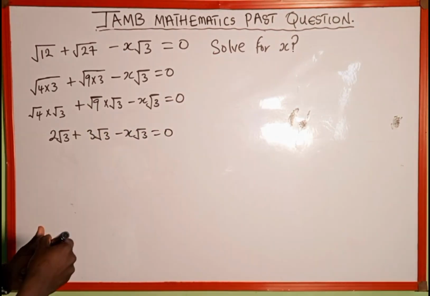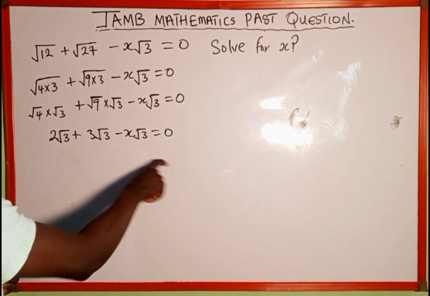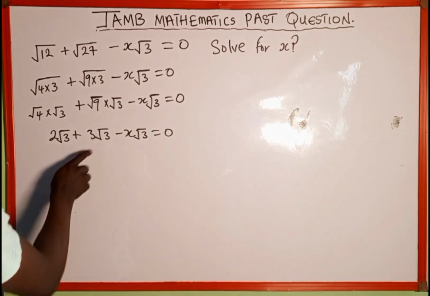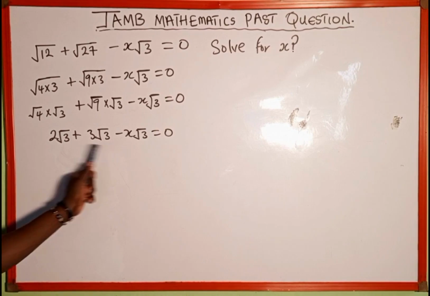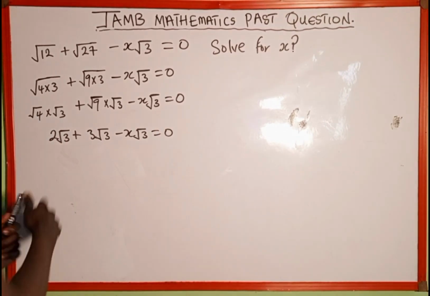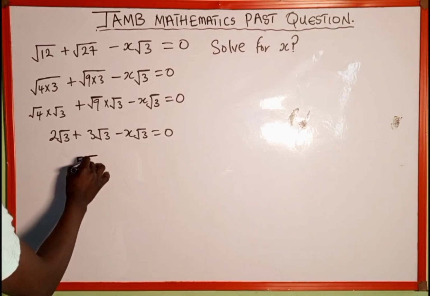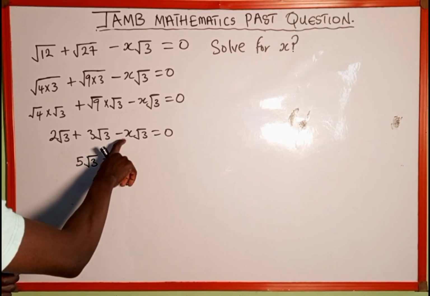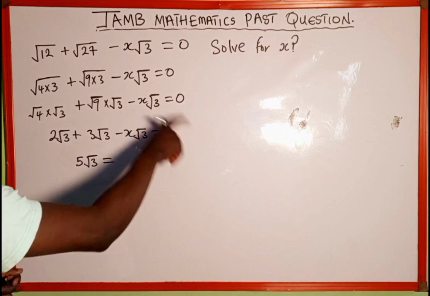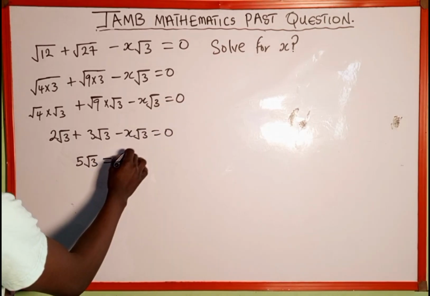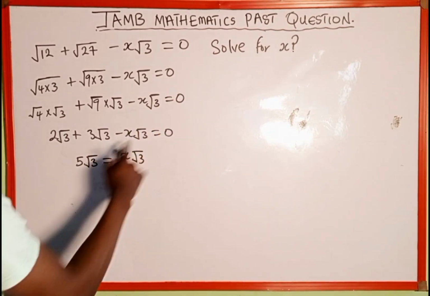So the next thing we're going to do is to take this negative x root 3 to the right hand side of the equation. And we can add these two together because they have the same radical. So 2 root 3 plus 3 root 3 is going to give us 5 root 3, which is equal to, when we take this negative x root 3 to the right hand side, to change to positive x root 3 because of this equality sign.